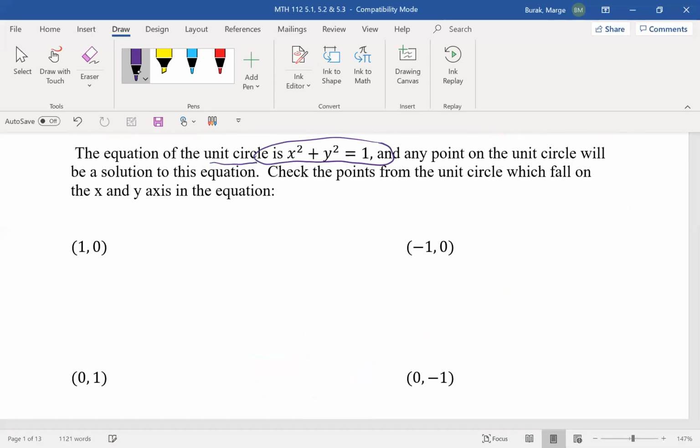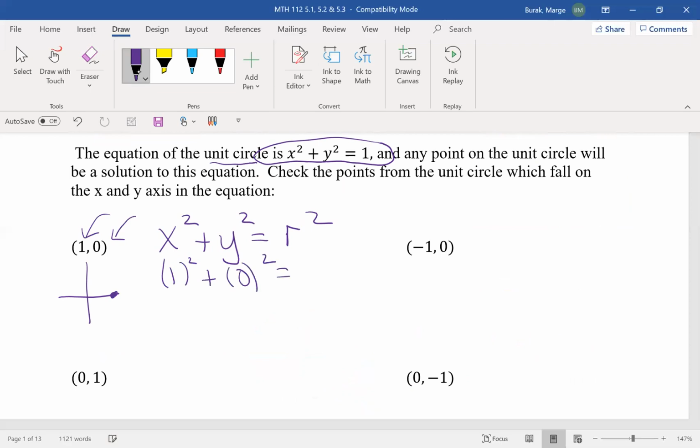And the point 1, 0, which was the one right here, if I put that into this equation, my x coordinate is 1, my y coordinate is 0, and my radius is 1. So I get 1 squared plus 0 squared equals 1 squared, or 1 equals 1, check. And it would work the same with this one. If my x coordinate was 0, y coordinate was 1, radius is 1, I still get 1 equals 1.